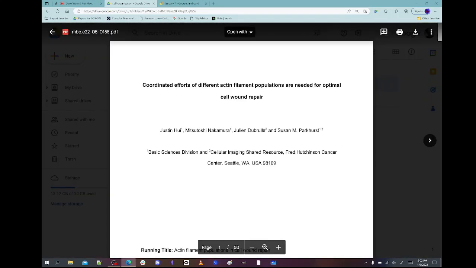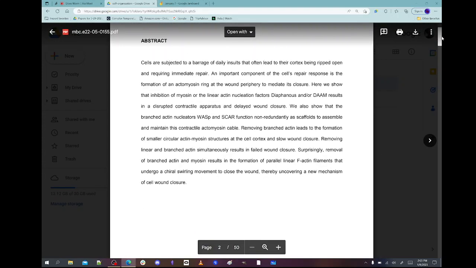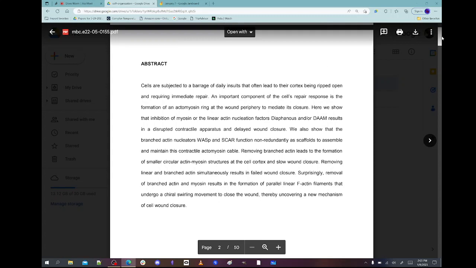This animation is from the paper Coordinated Efforts of Different Actin Filament Populations Are Needed for Optimal Cell Wound Repair. So the abstract reads, cells are subjected to a barrage of daily insults that often lead to their cortex being ripped open and requiring immediate repair. So this is where the surface of the membrane is ripped apart, and the cells lose their integrity. An important component of the cell's repair response is the formation of an actin-myosin ring, which you saw in the animation, at the wound periphery to mediate its closure.